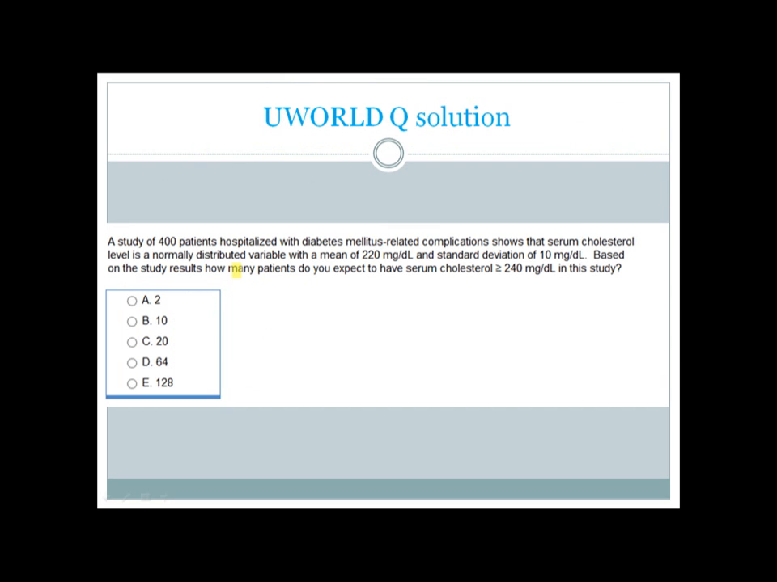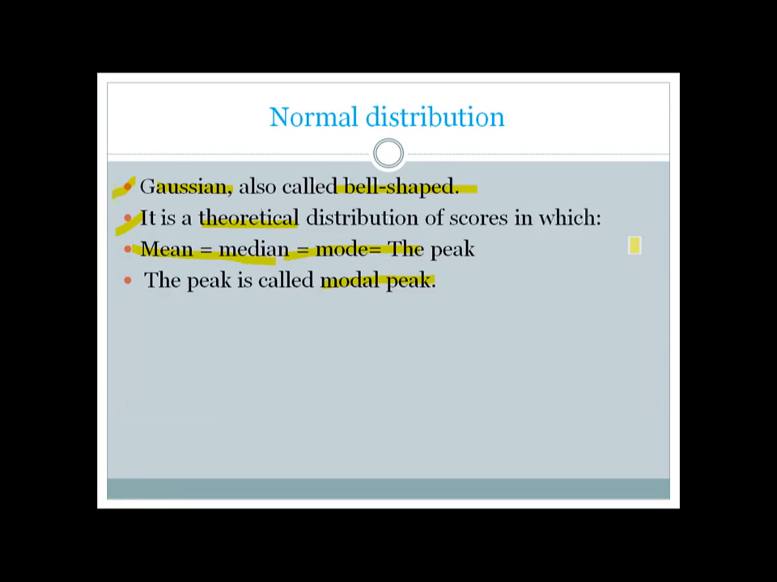We have another question here. We have a study population of 400 hospitalized with diabetes mellitus related complications, and serum cholesterol level is a normally distributed variable, with a mean of 220 mg per dl and a standard deviation of 10 mg per dl. Based on the study results, how many patients do you expect to have serum cholesterol more than 240 mg per dl in this study? Let's use this information on our graph again.